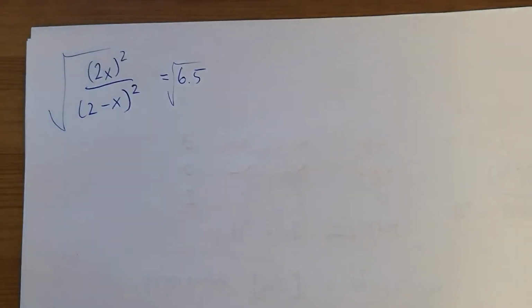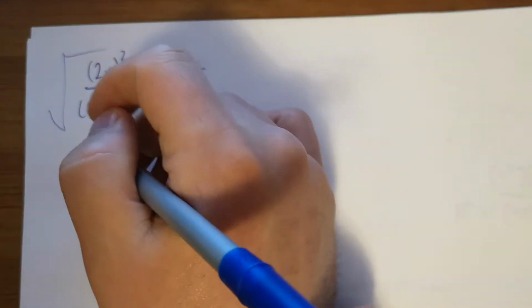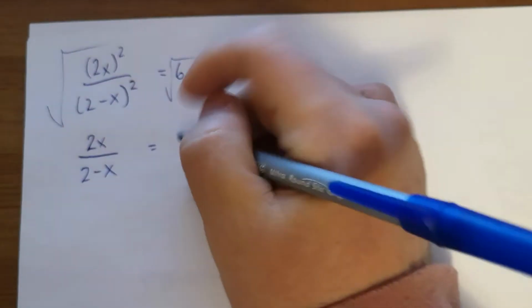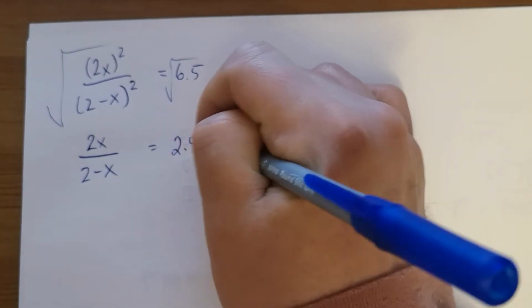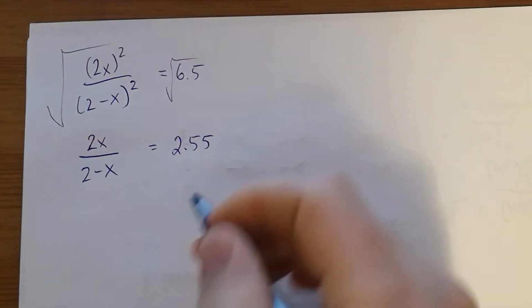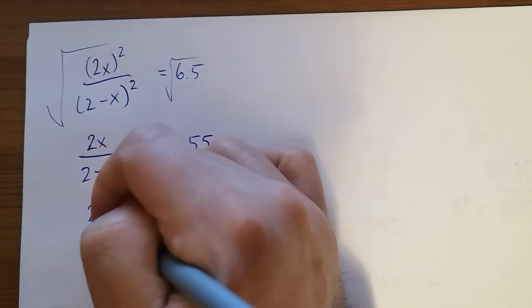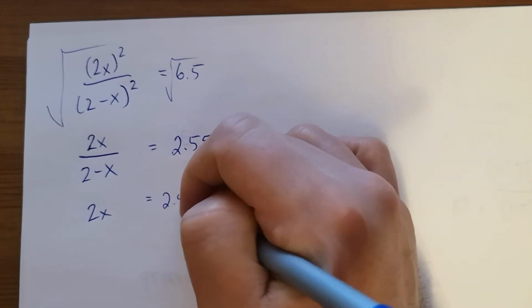All right, I think you know what to do. Take the square root of both sides. We're going to get 2x over 2 minus x equals the square root of 6.5, which I'll do quickly. I get 2.55. Now, just a reminder, keep all your decimals in your calculator. Don't round until the very end is the best practice. So here we go. We've got some algebra to do.